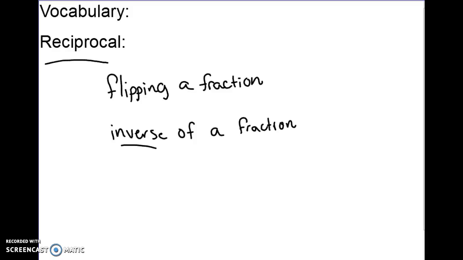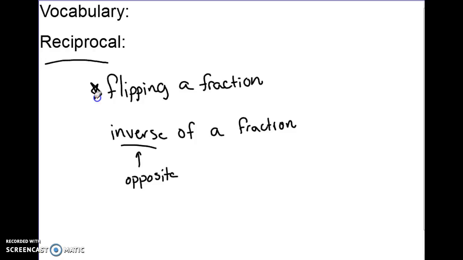All right, so we're going to talk briefly about reciprocals. When you hear the word reciprocal, all it really means is you're flipping a fraction over, or it's really the inverse of a fraction. Inverse means opposite, so that's where they kind of get that idea.